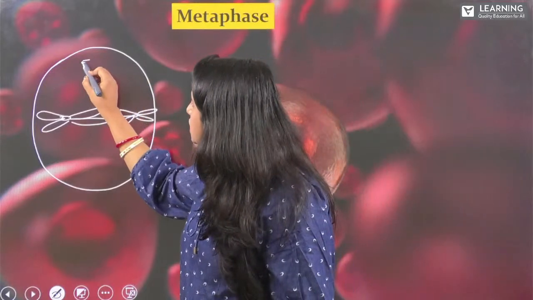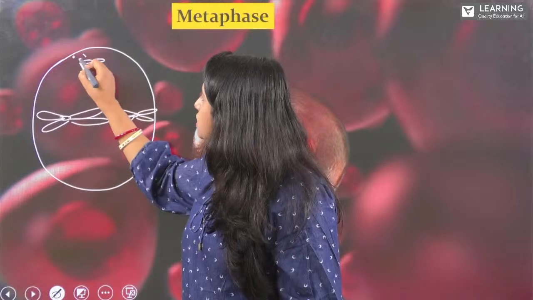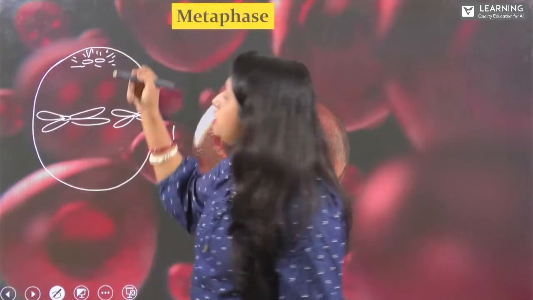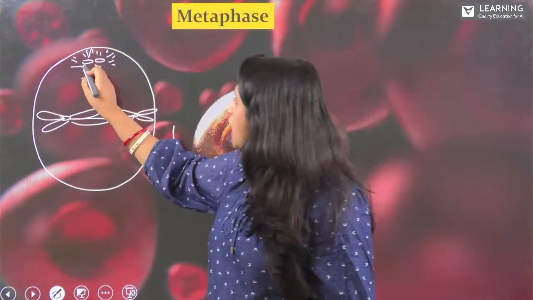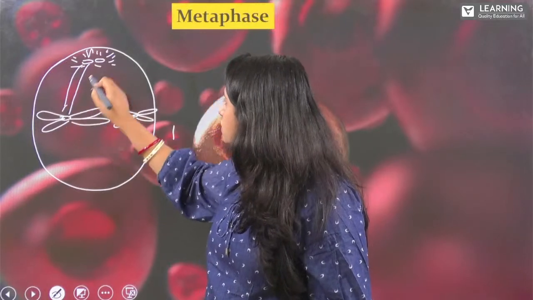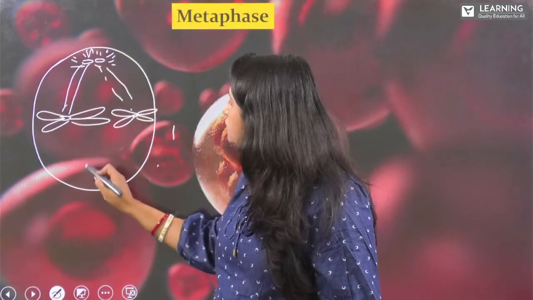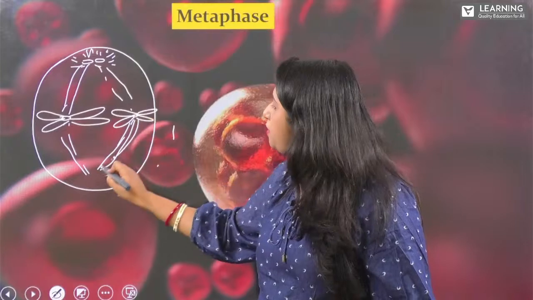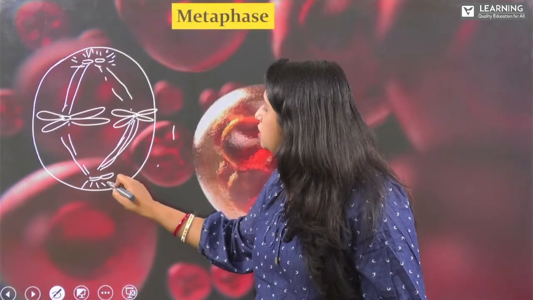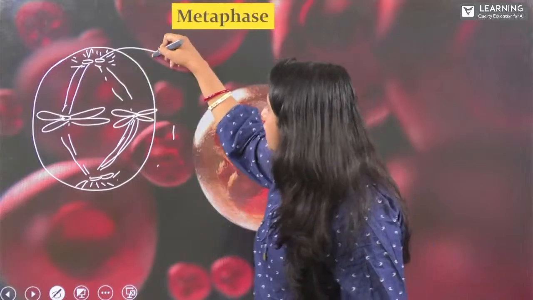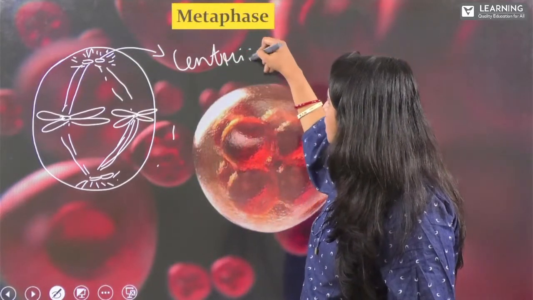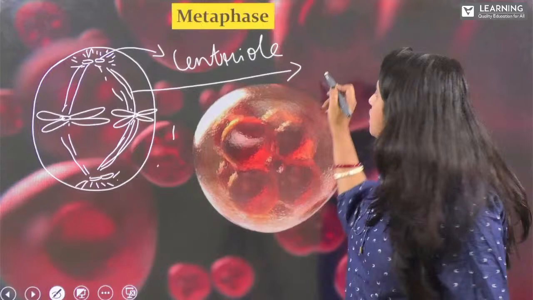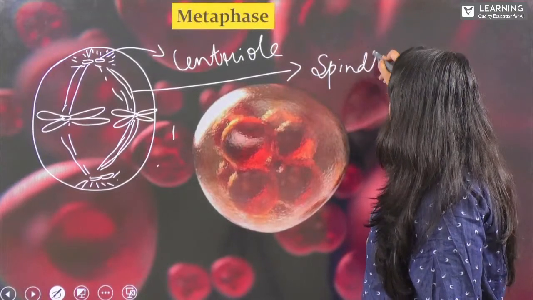Now here again you will see the centrioles, and these are the microtubules, and these are the spindle fibers. They are helping the chromosomes to arrange in the metaphase plate. So these are the microtubules, and this is the centriole. These fibers are protein fibers, which are known as the spindle fibers.